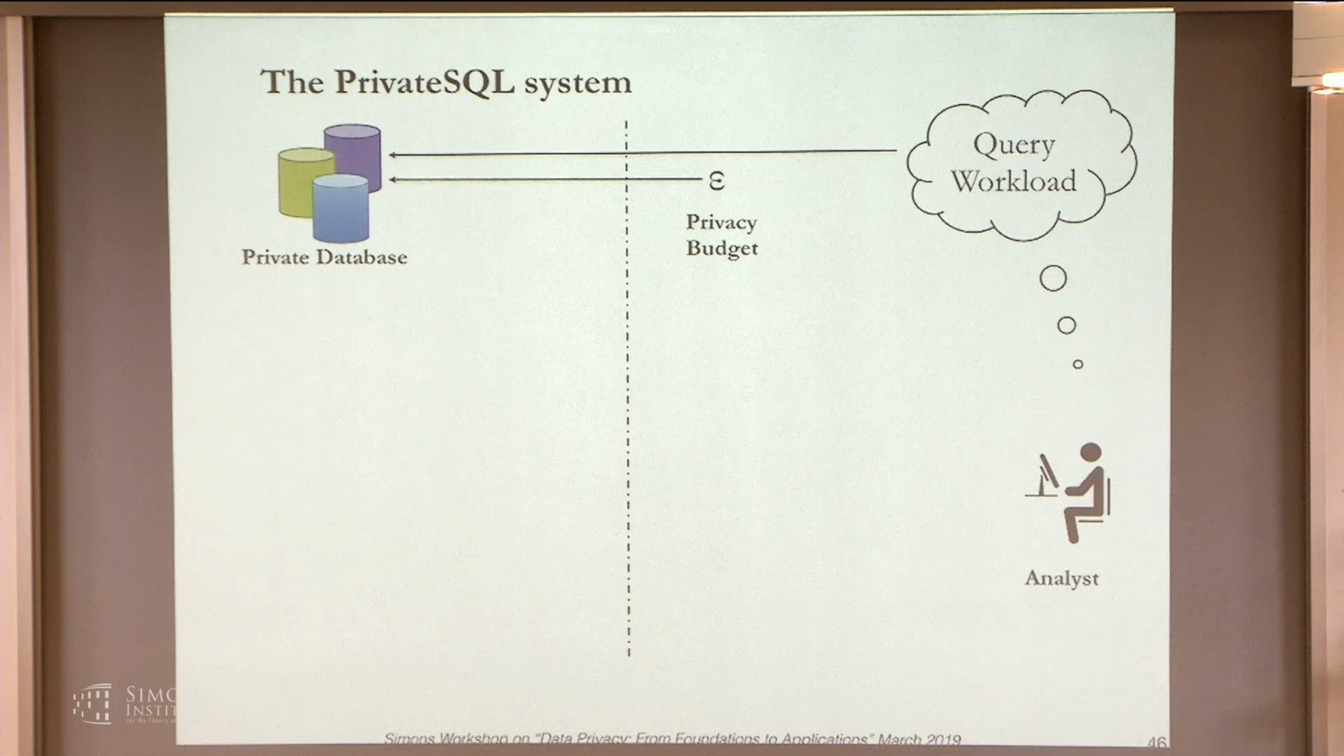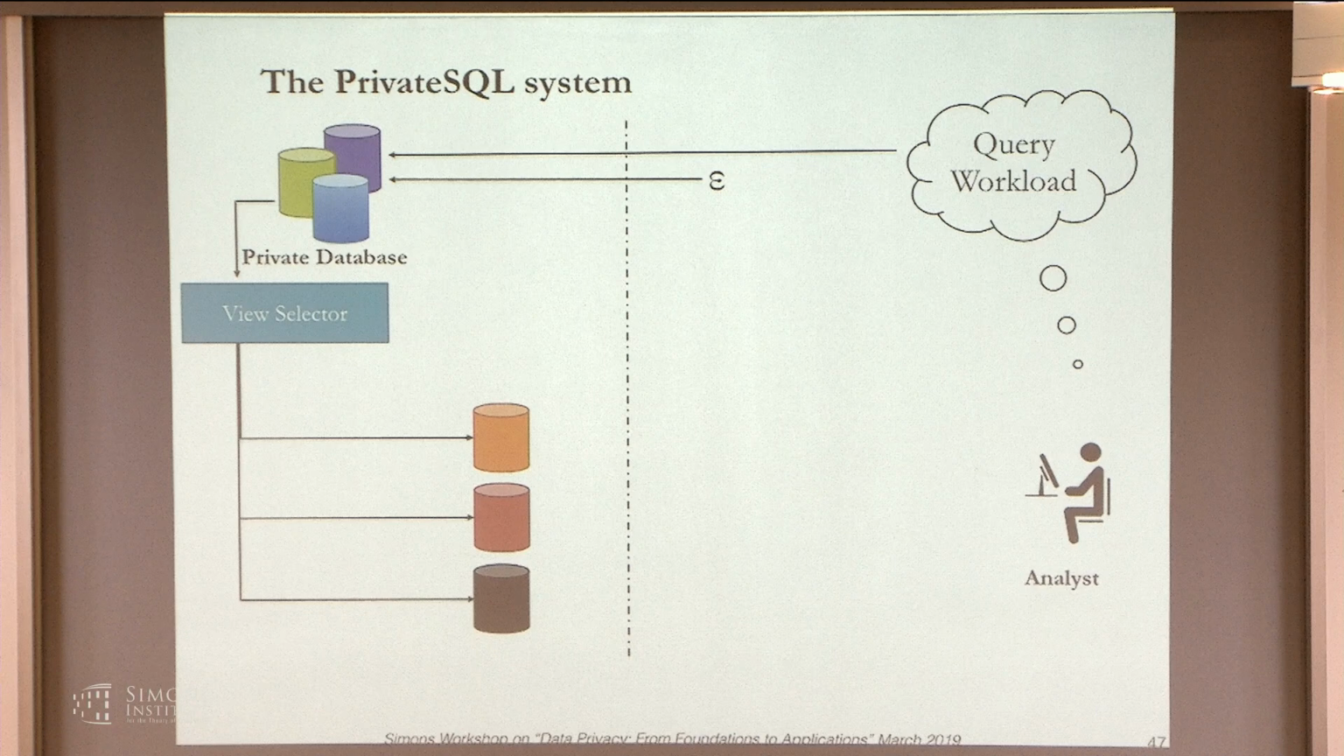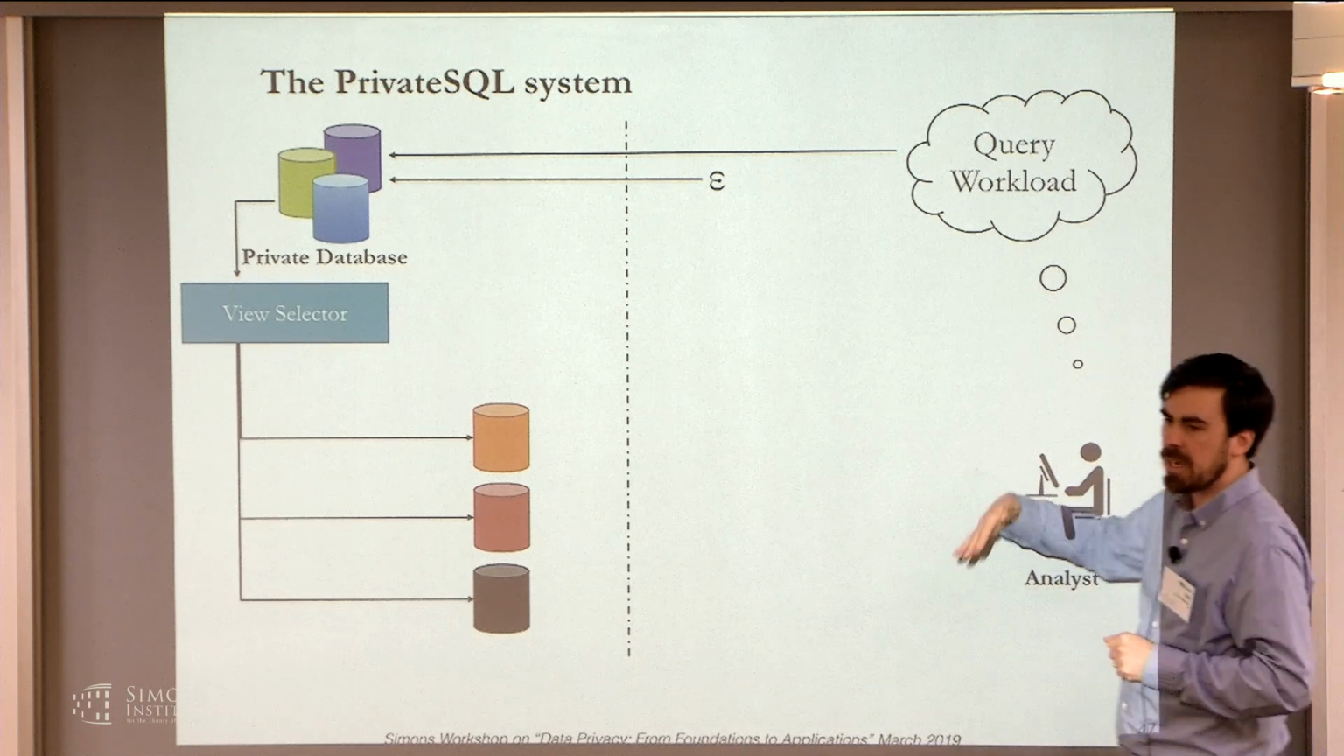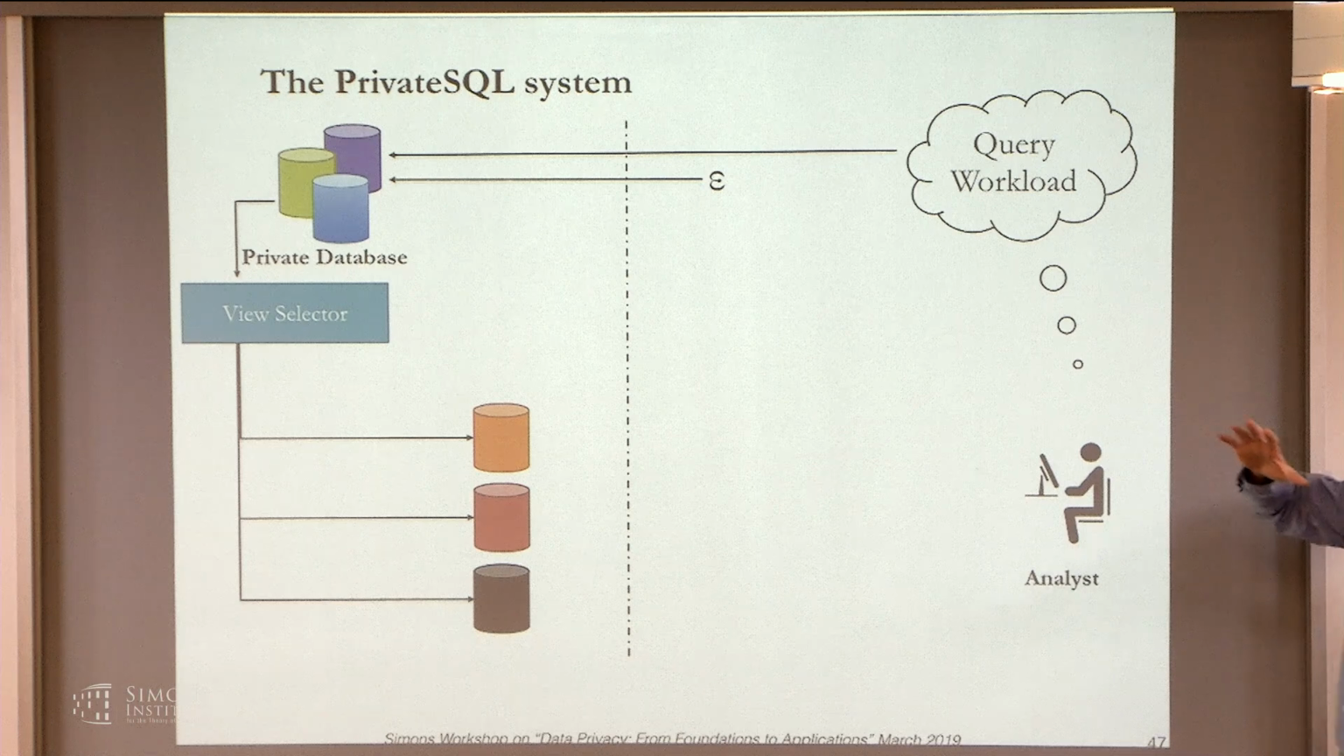Okay, so I'll just walk through the overview of how Private SQL works. The first step is this idea of view selection, and this is one of the main ideas, so hopefully I can get through this. So what is a view? A view is a single table that is the result of potentially a complex query over the original input tables.